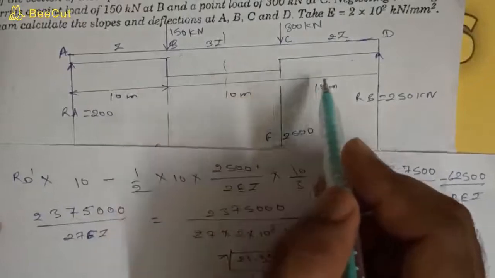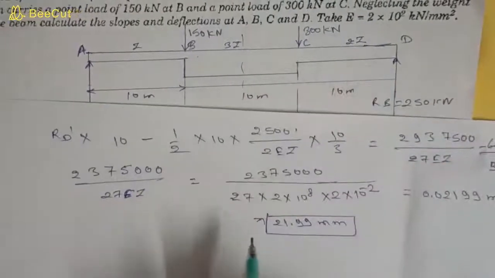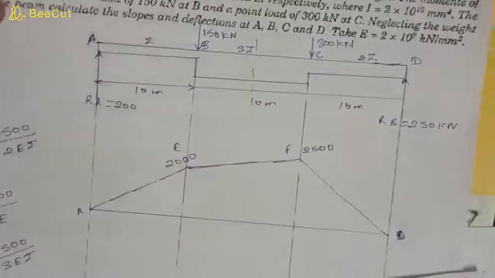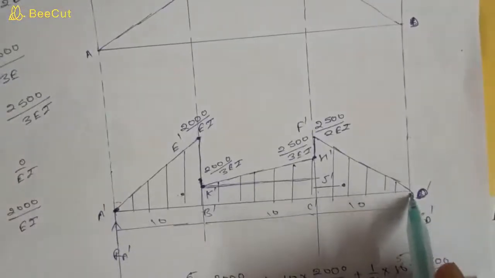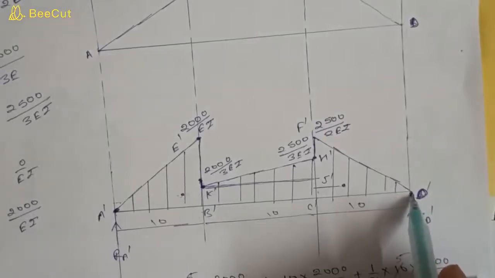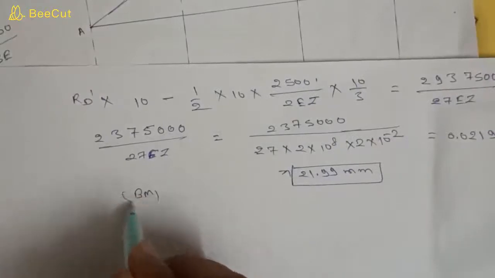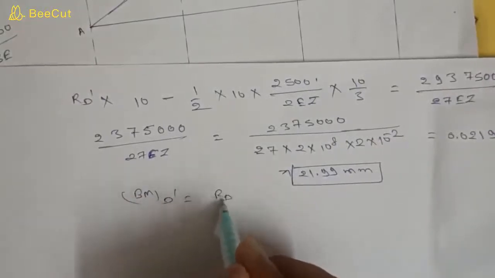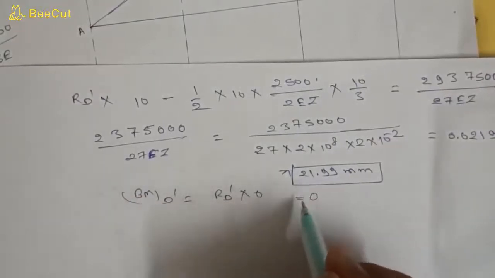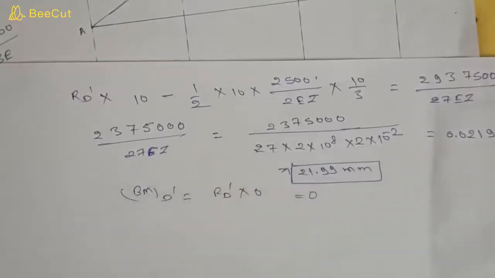Now we have to find the deflection here. So here in the conjugate beam, if you can see, the load and distance from here is 0. If we suppose x is equal to 0 here, then the distance will be 0, then the bending moment at D dash will be RD dash into 0, so it will be 0. So deflection at point D will be 0. So we have found the deflection and slope at all the points of this beam.